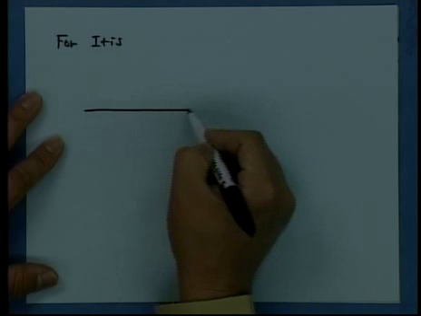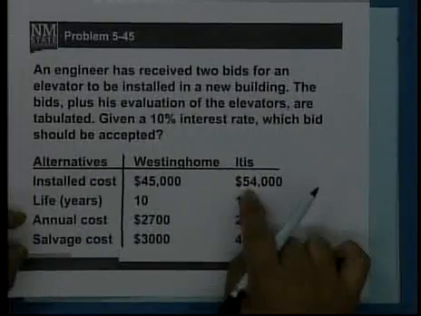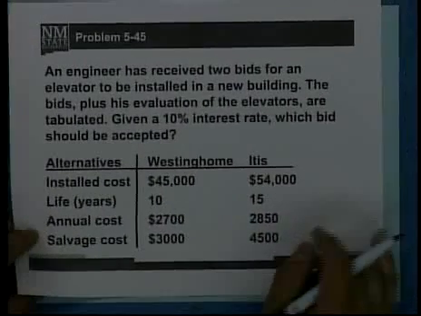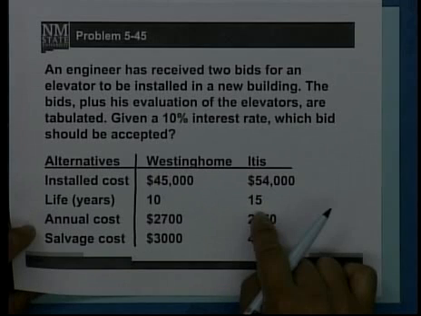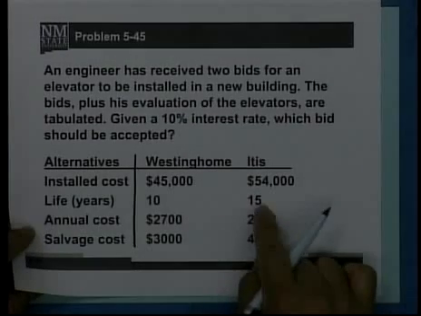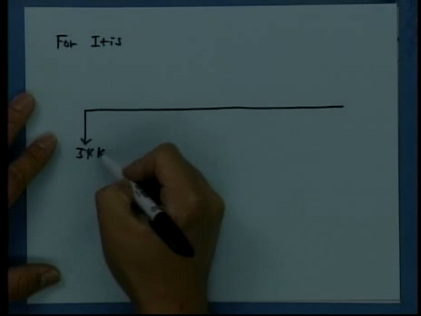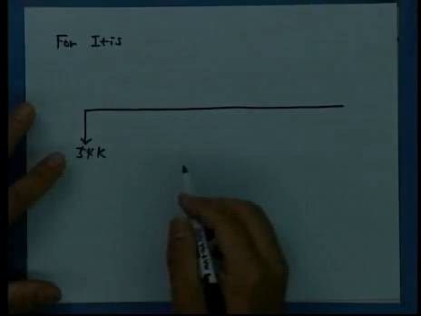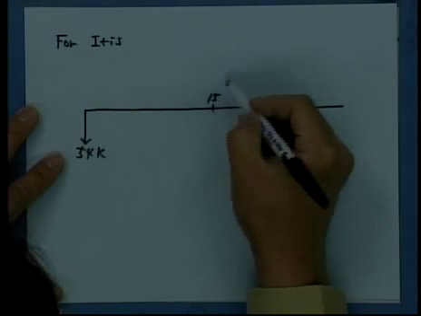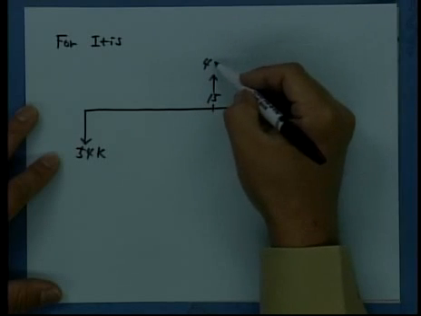We have a very similar cash flow diagram. So for the option, an initial cost of $54,000 is required, but this option has a longer life of 15 years, right? And the annual cost is $2,850 and the service value at the end of 15 years is $4,500. So initial cost of $54,000 is required. And at the end of period 15, there is a service value of $4,500, right?